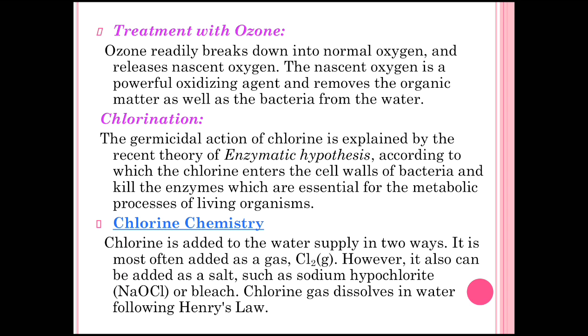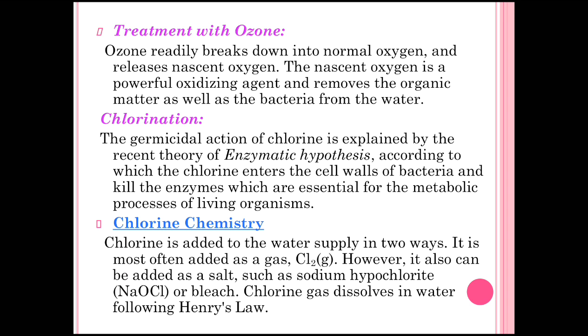Chlorine is added to the water supply in two ways. It is most often added as a gas. We know that chlorine is a gas, and its formula is Cl2. However, it can also be added as a salt, such as sodium hypochlorite. It means chlorine gas is not used directly whenever we require chlorine for the disinfection process; it is used along with sodium hypochlorite. We know that the formula for sodium hypochlorite is NaOCl. It is also called bleach or bleaching powder.